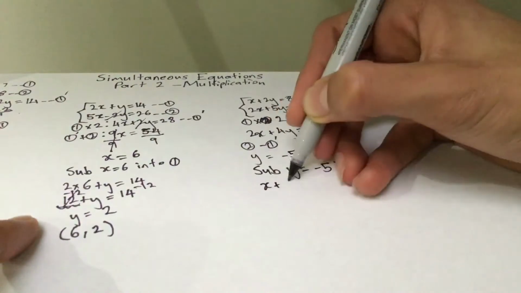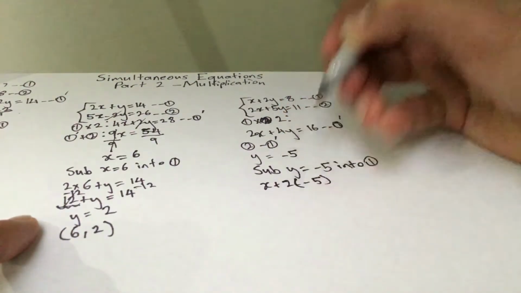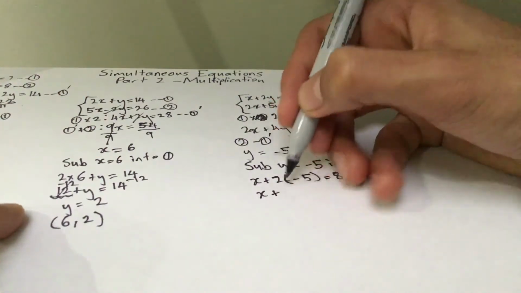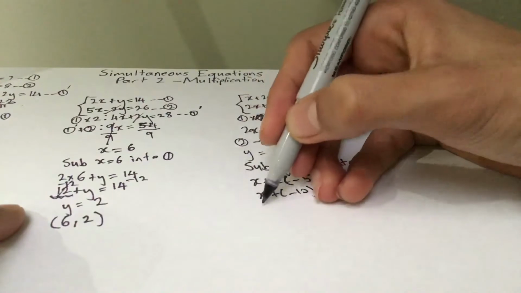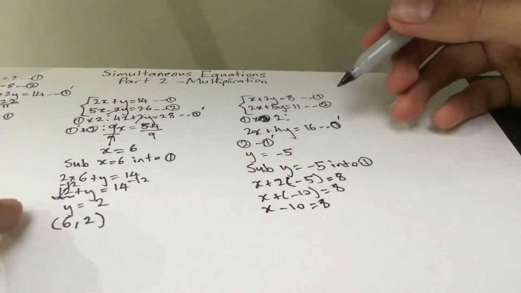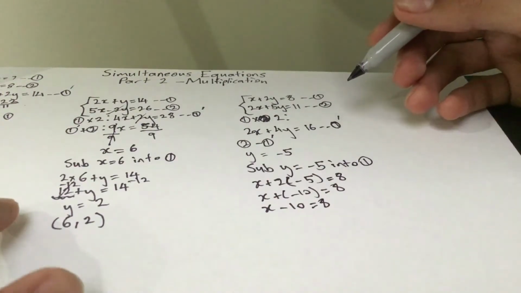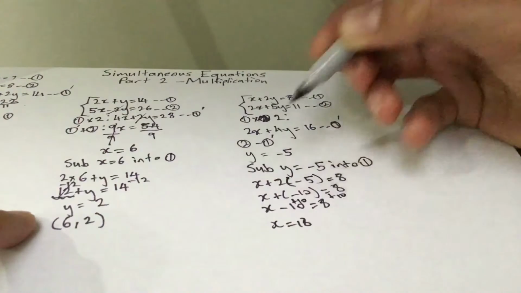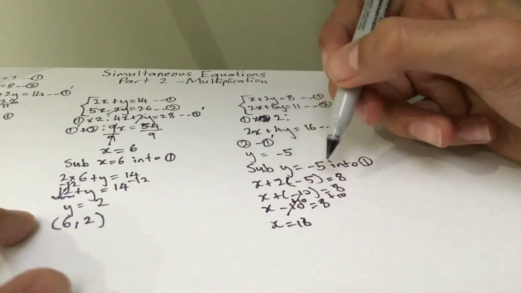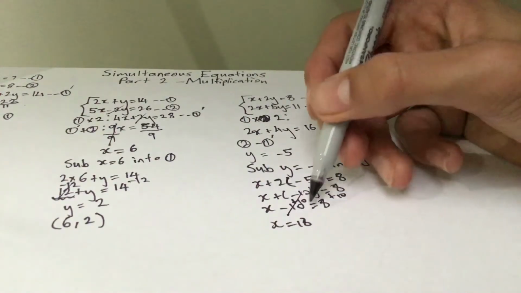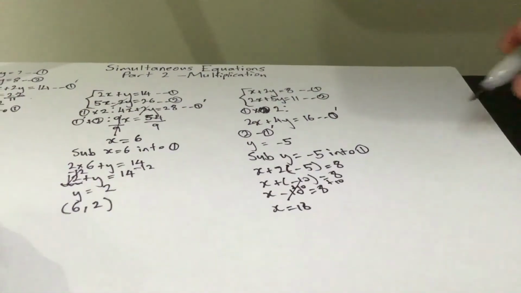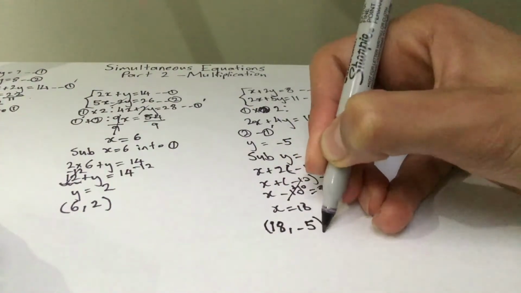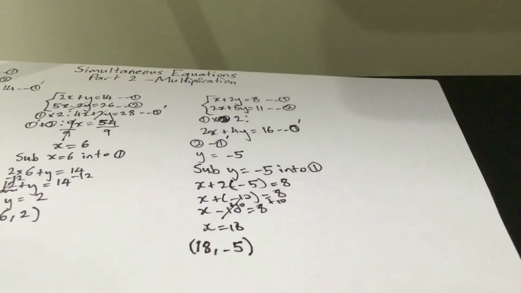So x plus 2 times minus 5 equals 8. Now we open this up. 2 times negative 5 is minus 10, so x minus 10 equals 8. The next step is to solve for x. We're going to add 10 to both sides to cancel out minus 10 from the left hand side. If we do something to one side, we have to do it to the other side. 8 plus 10 gives us 18. The last step is to write it into coordinate form. x is always first: 18 and minus 5. Now let's move on to one more question.